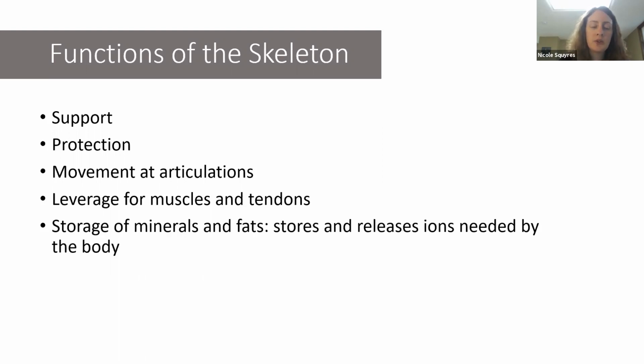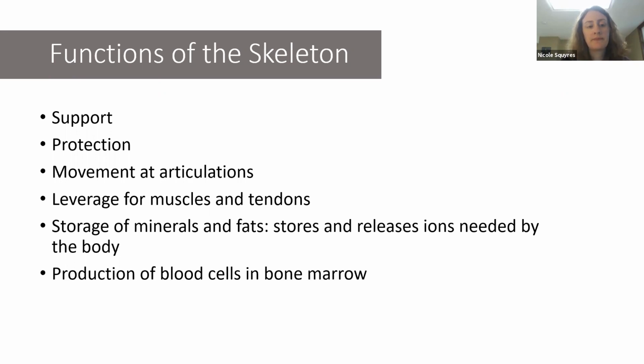The skeleton is also an important storage area. So it stores lots of minerals and fats. And for the minerals that it stores, many of these are ions that our body uses. So for example, calcium ions. And we'll talk about this in more detail, but essentially you can think of the skeleton as like a storage reserve for calcium in our body. And so it can store calcium and then it can release calcium as we need it.